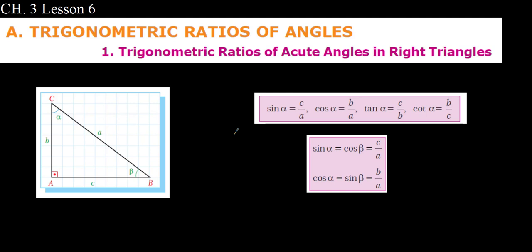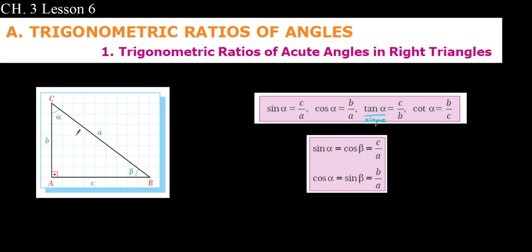Our topic is trigonometric ratios of angles, acute angles, and the right triangles. Because tangent is going to be the slope of the line also, that's why we are learning this here. Okay, let me remind you about the trigonometric ratios now.